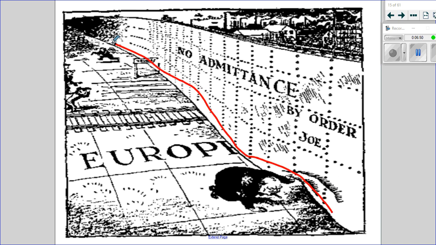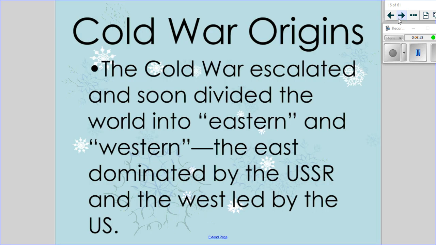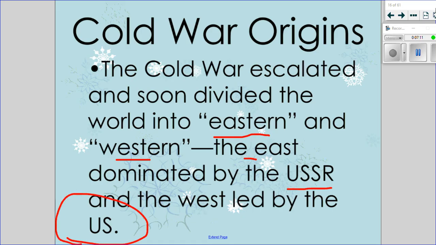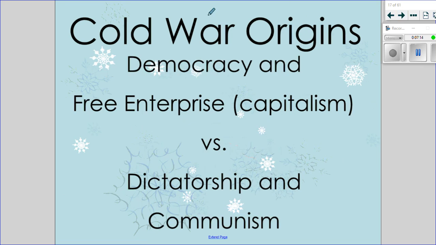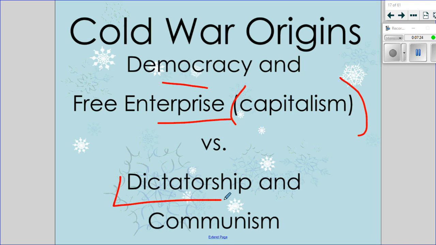Here's the cartoon I showed you in my last lecture. Here's Churchill, by order of Joe, as in Joe Stalin. So the war escalates, and soon the world is divided into centers of power, Eastern and Western. The East is dominated by the Union of Soviet Socialist Republics, and the West is led by the United States. The United States represents democracy rather than free enterprise. Remember, we have a capitalist, kind of mixed economy, and the Soviets are dictatorships and have adopted communism.